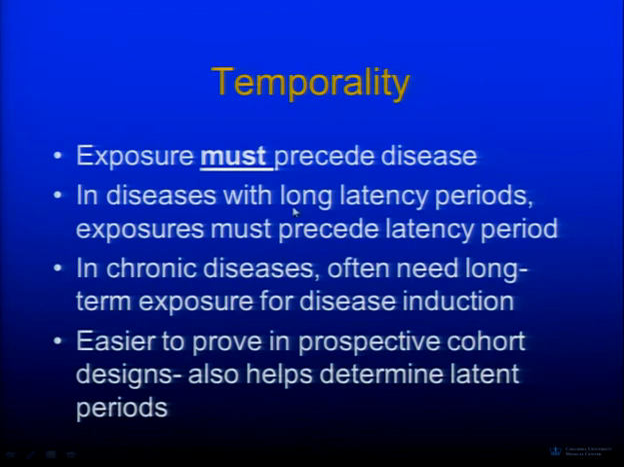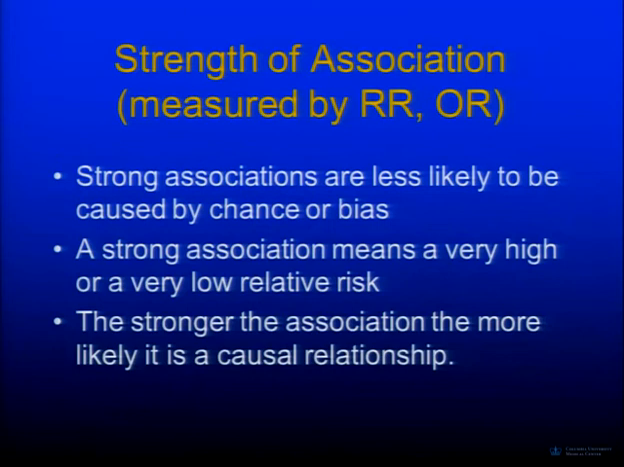Particularly when we're dealing with things like heart disease and cancer where there are long latency periods, the exposure also needs to precede the latency period. So when we're dealing with chronic disease, a lot of times we need long-term exposure to see whether or not the disease is going to start. Temporality is obviously easier to prove in a prospective cohort design or a randomized controlled trial where you know what the exposure was and it preceded the disease. Another important measure is what is the strength of the association? And depending on your study design, where would you have an odds ratio? What type of study design?